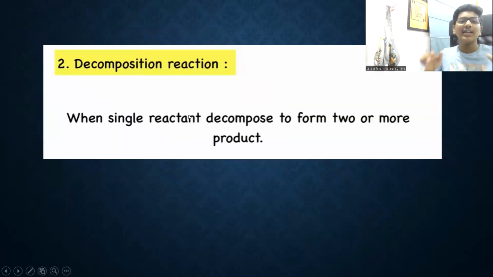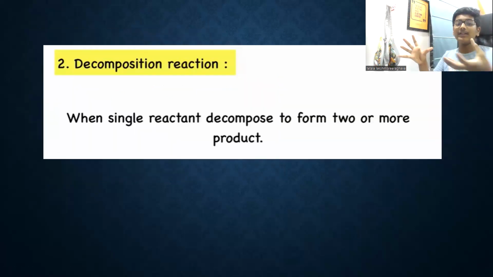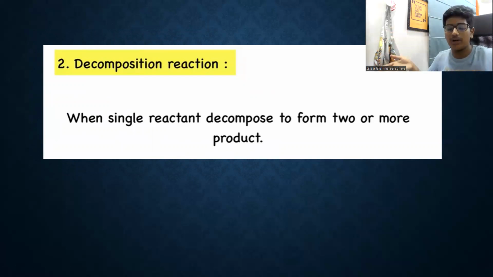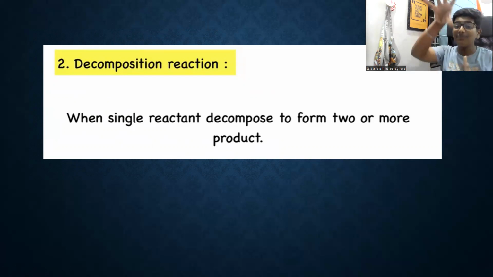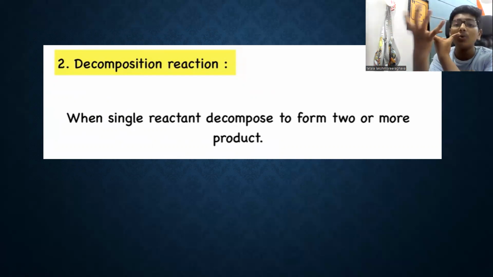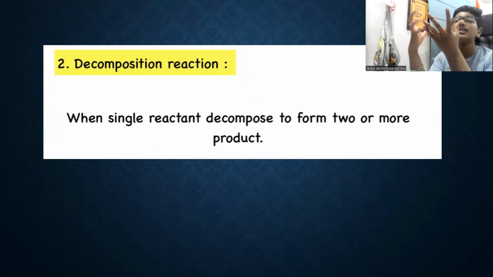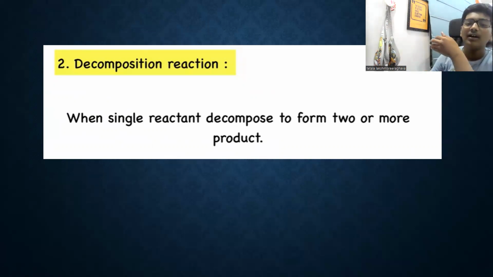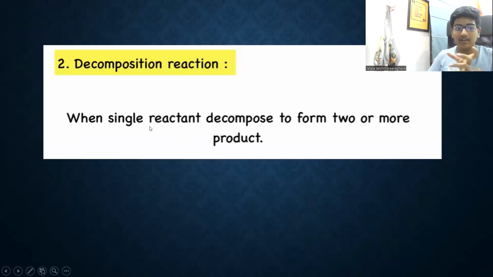Let's move further. Decomposition reaction. When a single reactant decomposes to form two or more products. For example, let's continue with C. C, with an external pressure added, splits into two different things. C gives rise to A plus B. This reaction can only occur when there is an external force or external support acting on it.